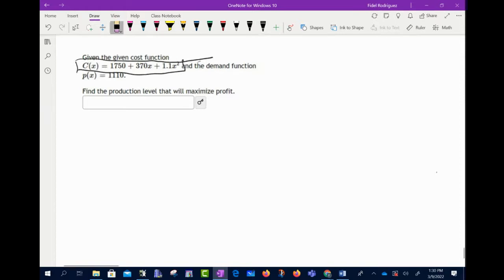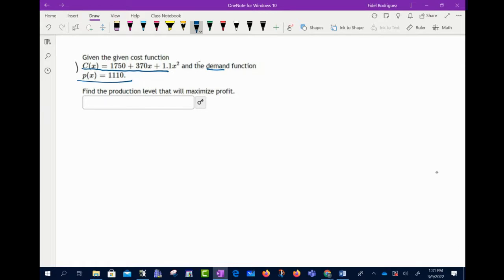The nice thing about this problem, y'all, is they already gave us the cost function. Let me clean that up a little bit. They gave us what they call the demand function. The demand function is just the price. So what are we selling? I don't know, but every one of those things is going to go for $1,110.